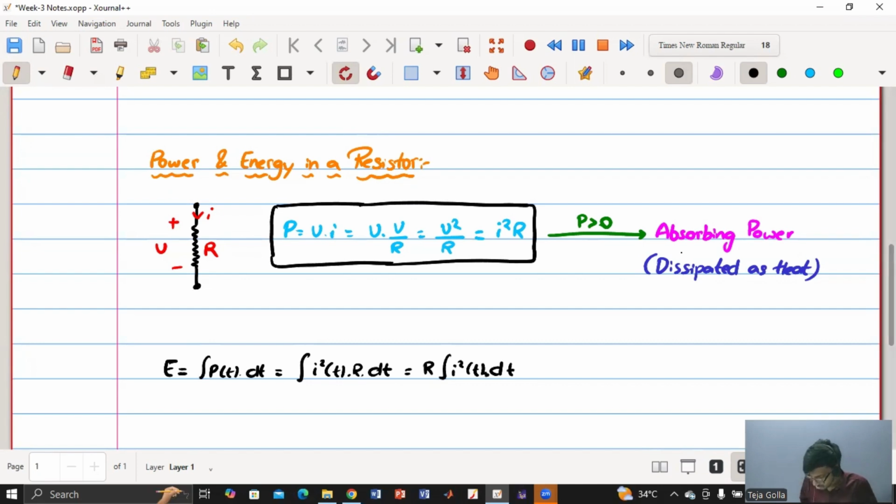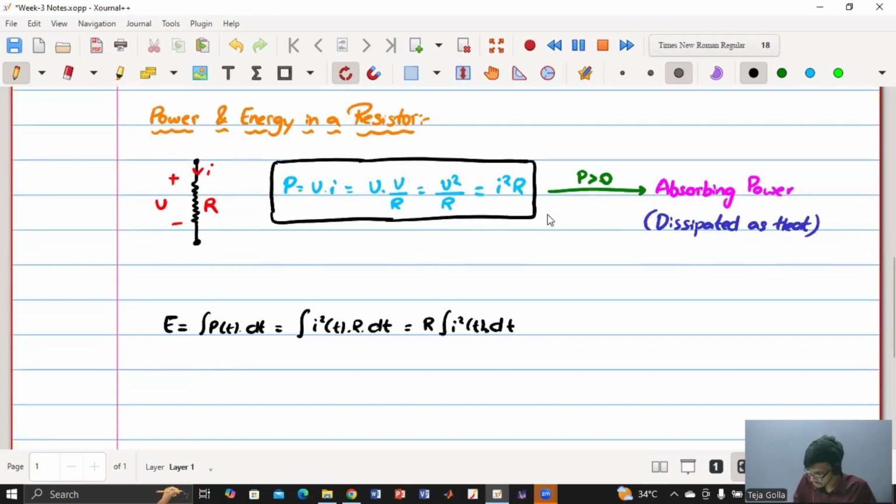What is the integration of some quantity? It is the area under the curve, right? I squared of t is always positive, agree? Which means it is always above the x-axis because it's always a positive quantity. If everything is above the x-axis, then the area under the curve is also positive. Agree? Anyone? Or any doubts?